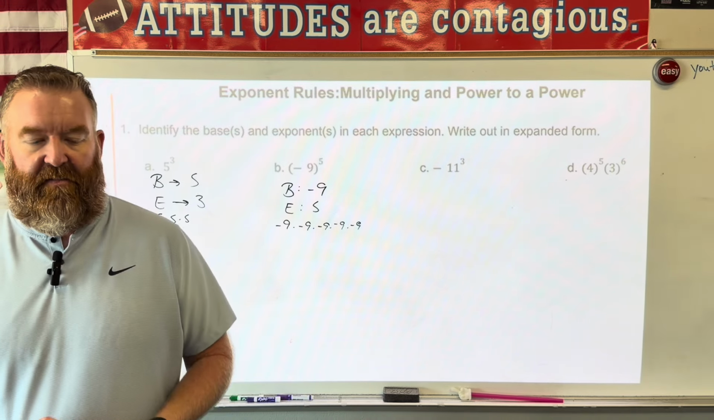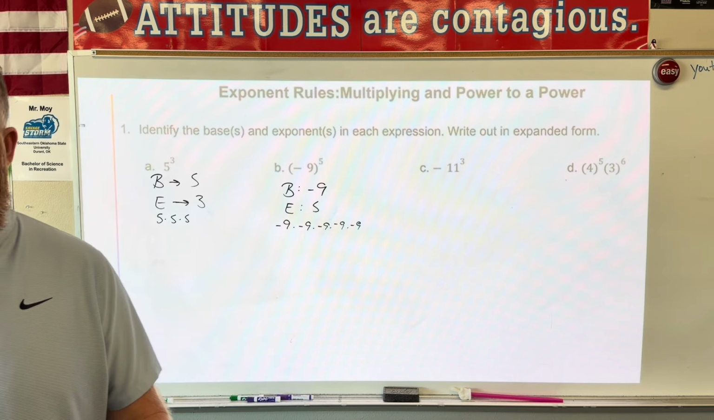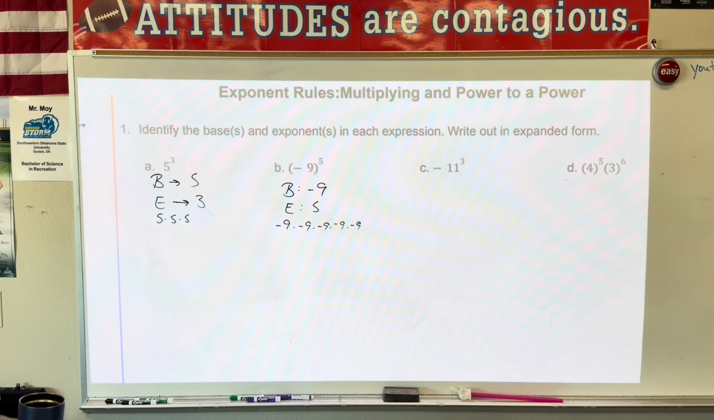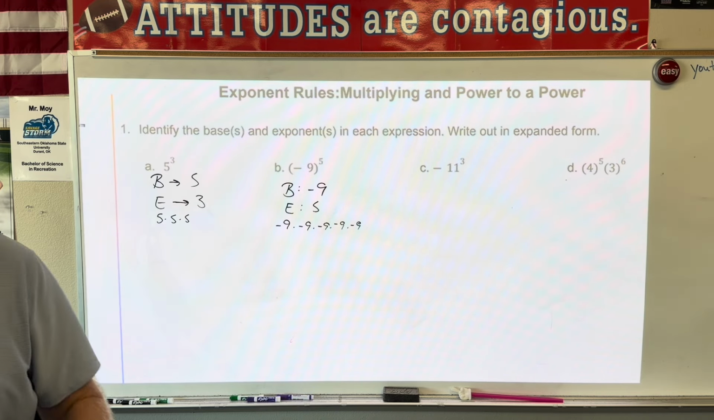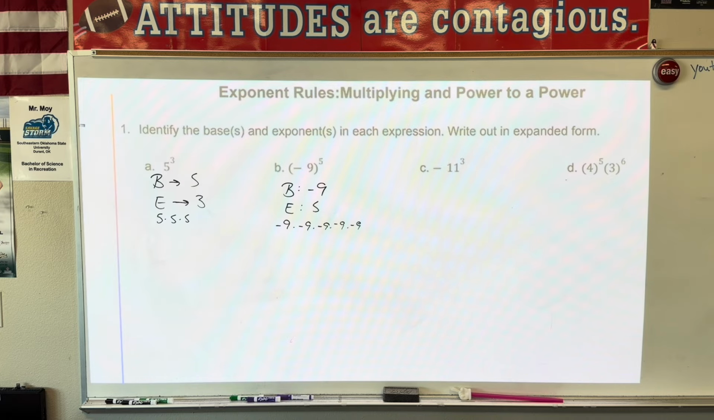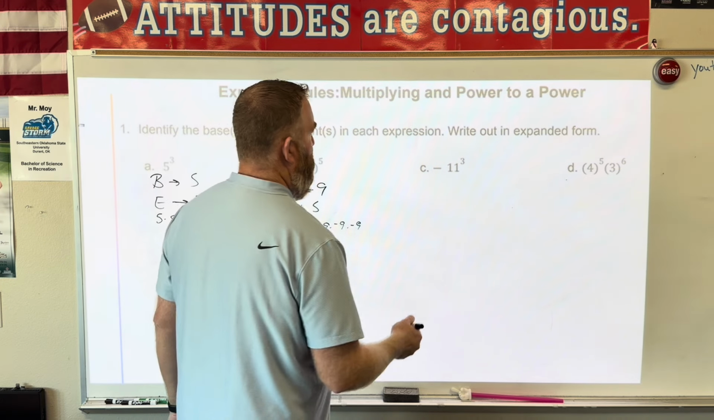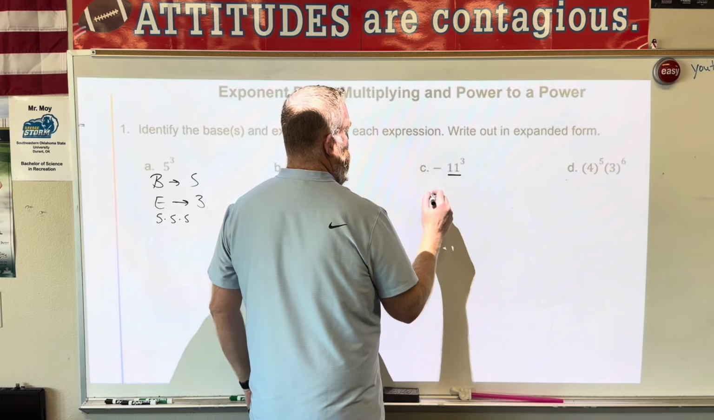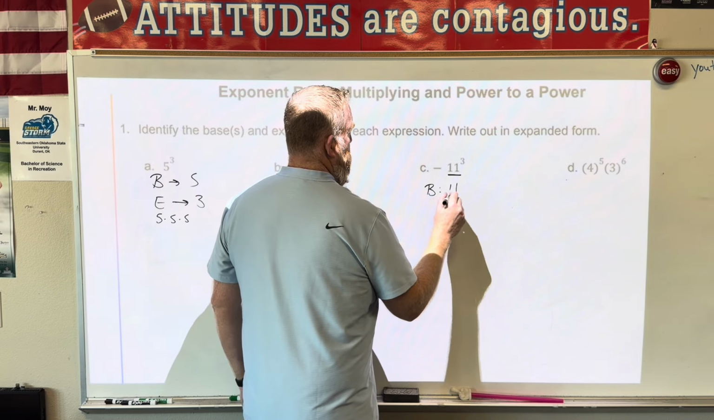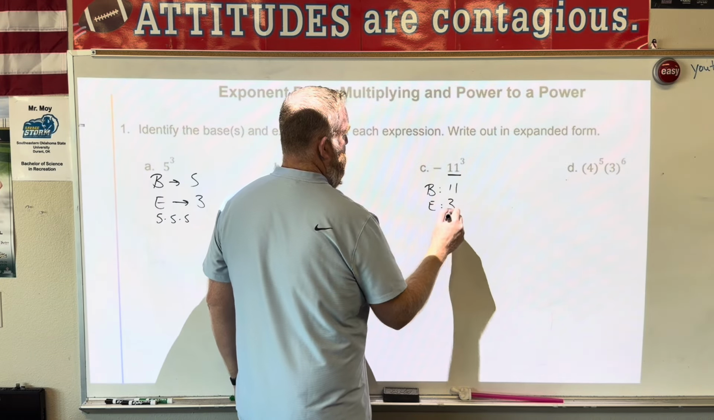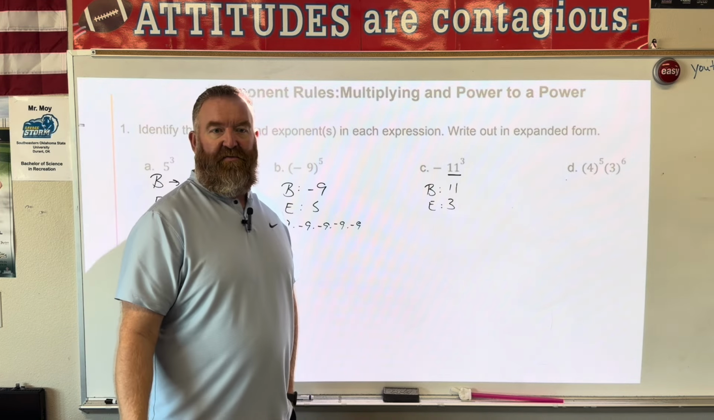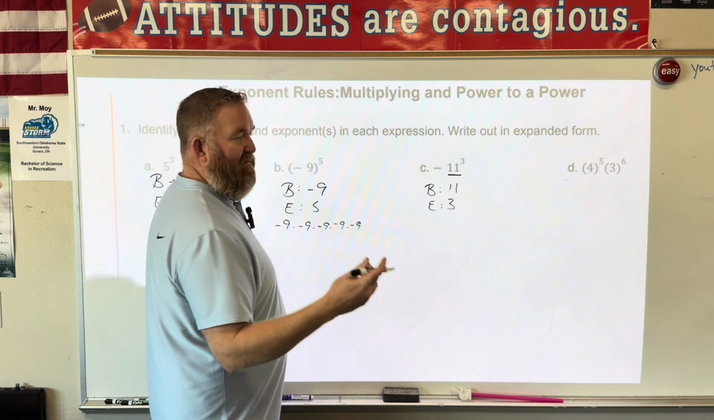Just really quick. I'm going to give you maybe 15 seconds to look at it. See if you can figure out the base and the exponent. All right. What's the base on C? Parentheses. The base is 11. My exponent is 3. Now what's being multiplied 3 times? 11 is being multiplied 3 times.